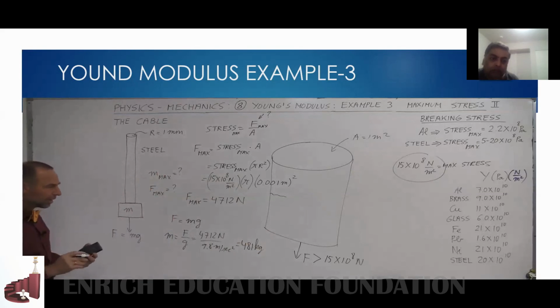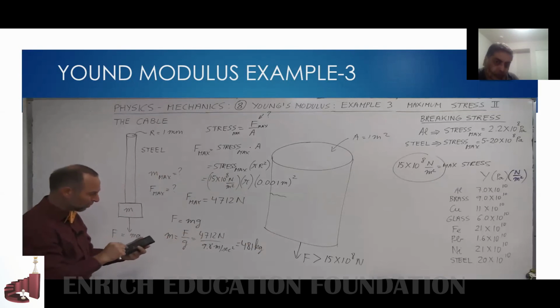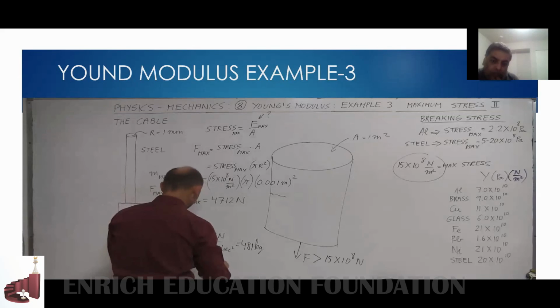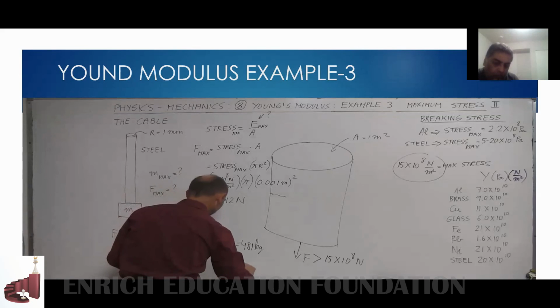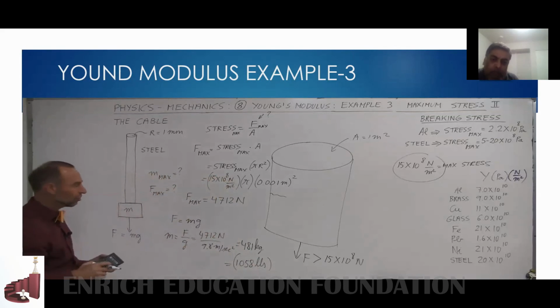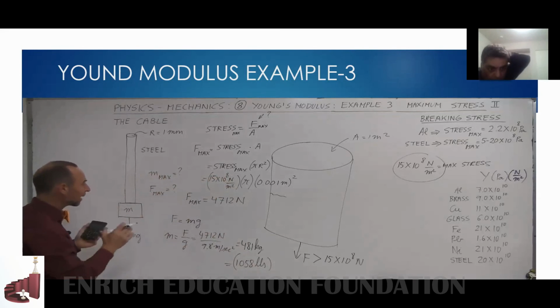Of course, convert that to pounds. The rough conversion from kilograms to pounds is about 2.2. So if we multiply it times 2.2, we get 1,058 pounds. Now, of course, pounds is a force, kilograms is a mass, but we tend to use those interchangeably when we go from kilograms to pounds. All right, so that would be the maximum weight.